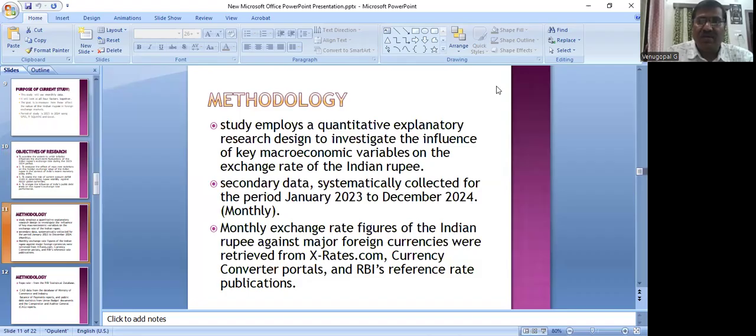For the study, we have taken a quantitative explanatory research design to investigate the influence of these macroeconomic variables on the exchange rate of the Indian rupee. The secondary data has been collected from January 2023 to 24. Monthly exchange rate of the Indian rupee against major foreign currencies were retrieved from xrate.com, currency converter portals, and RBI, Reserve Bank of India's reference rate publications.